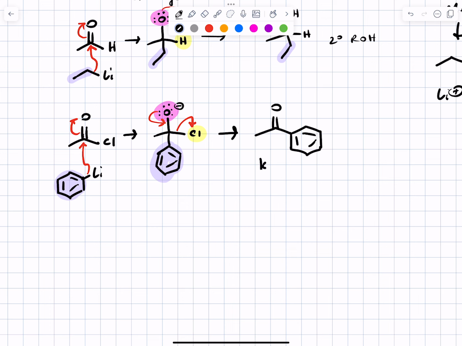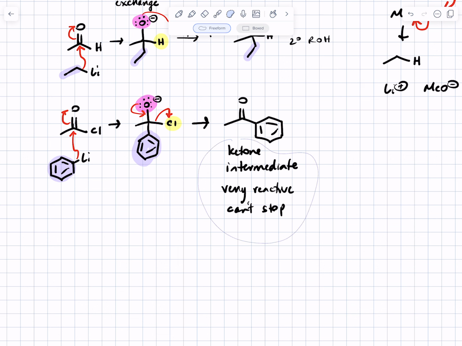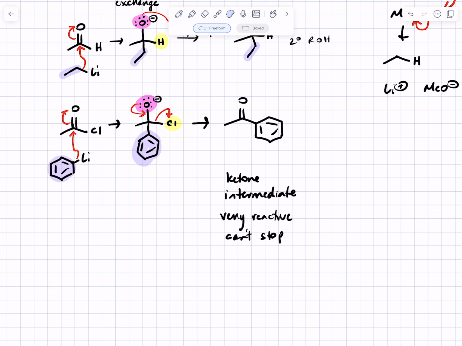intermediate. I'm calling this a ketone intermediate and not a product because we have essentially the same problem here that we had before when reacting lithium aluminum hydride with an acid chloride. That is, the ketone is very reactive, and we can't stop here because another equivalent of the organolithium reagent will attack the pi star.